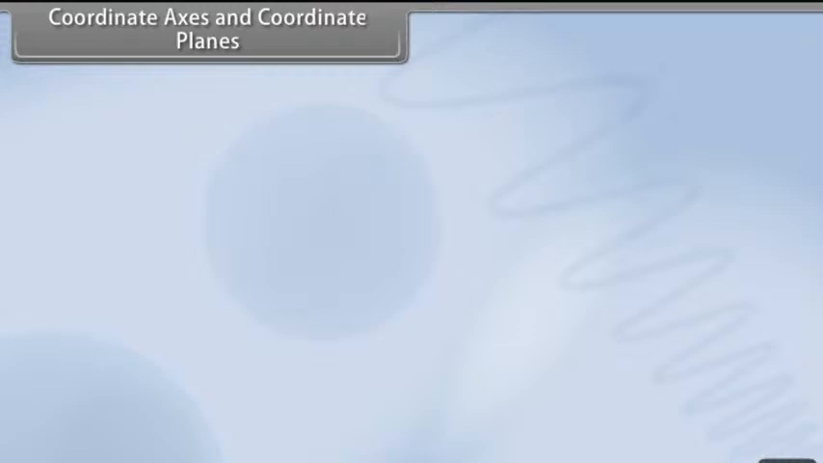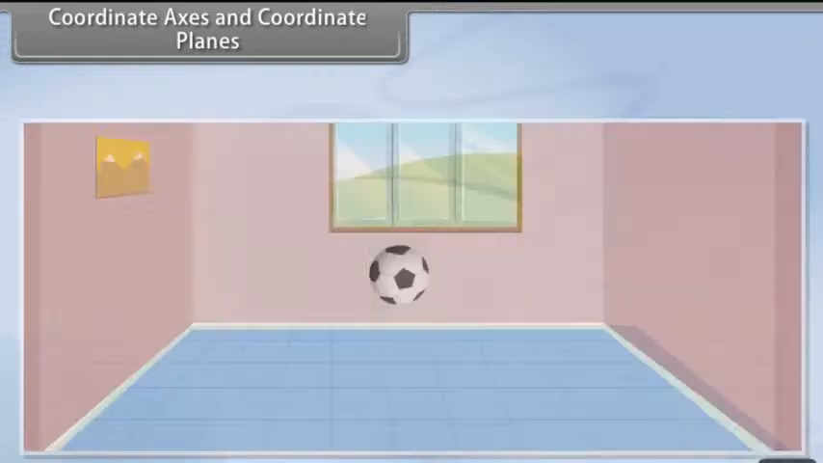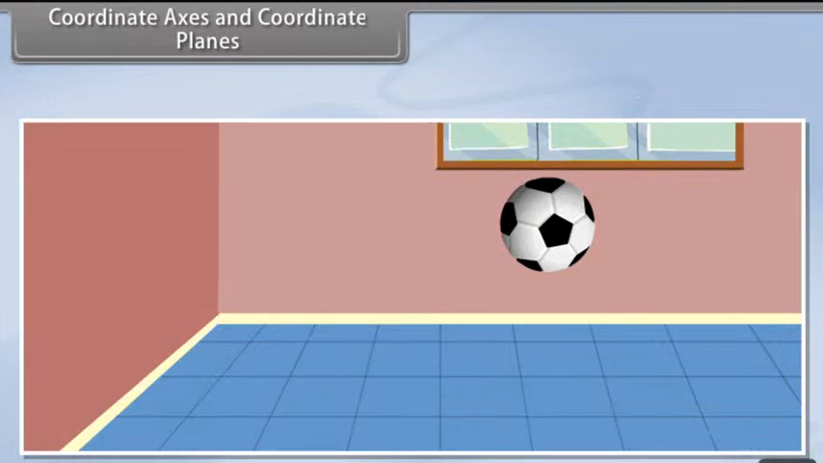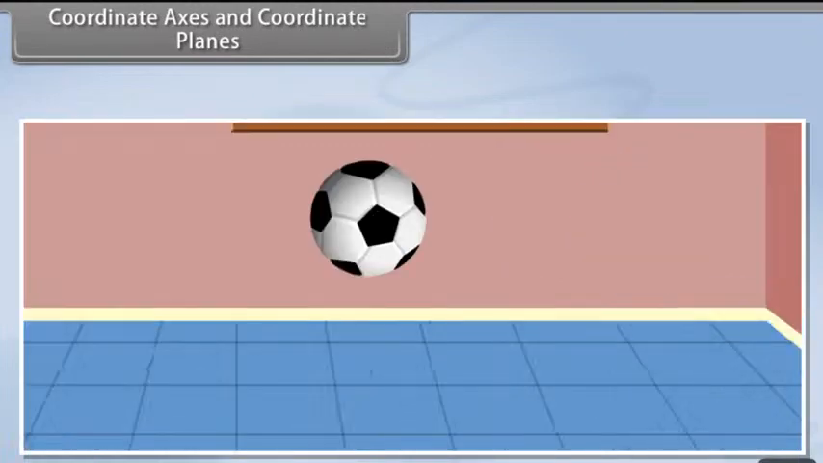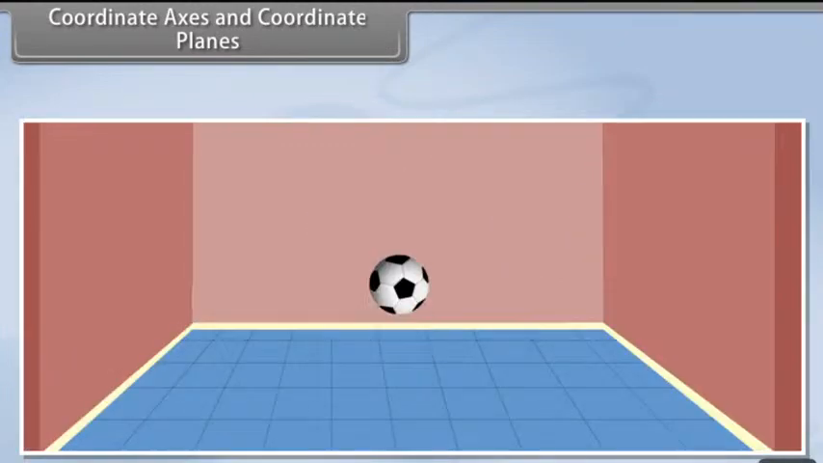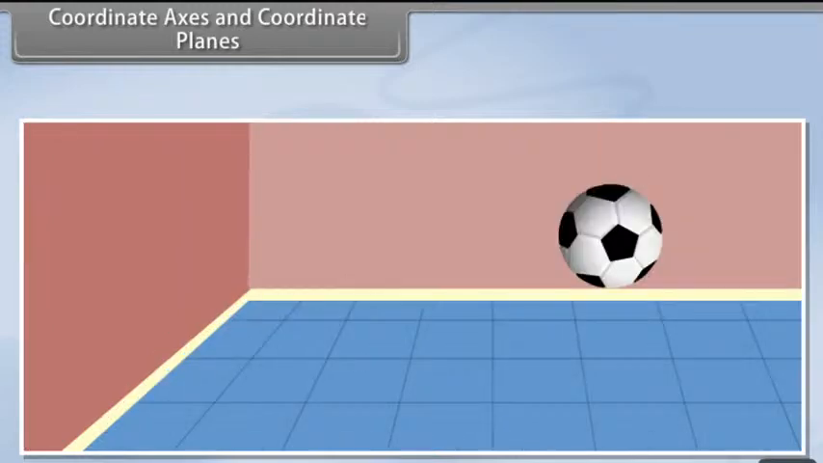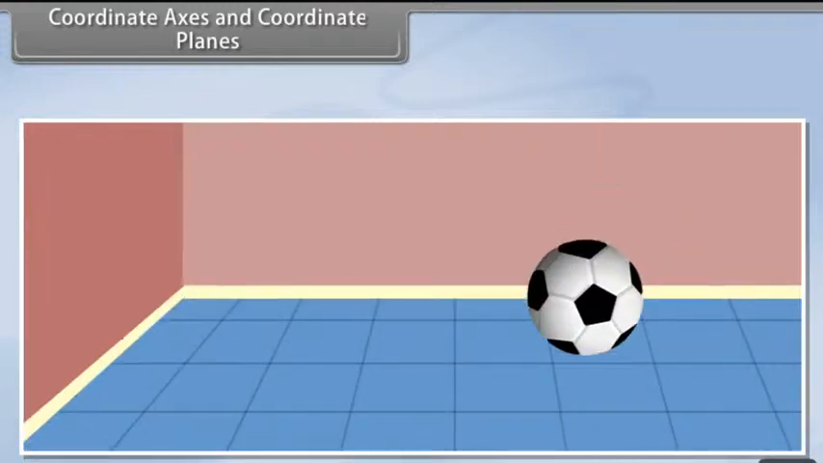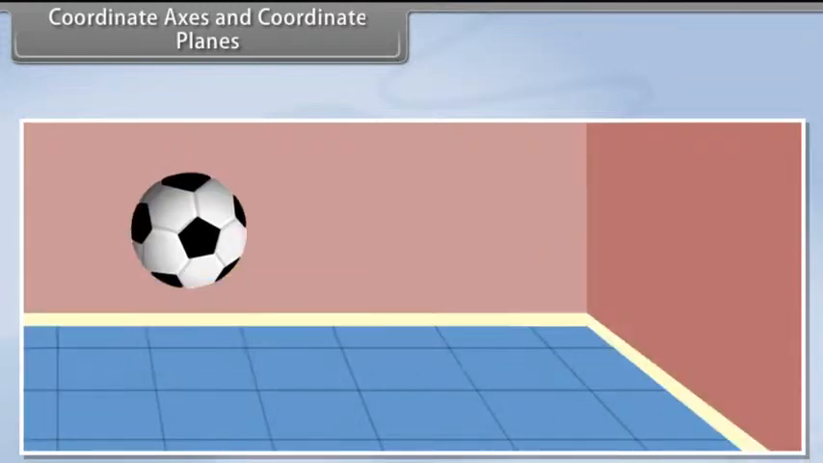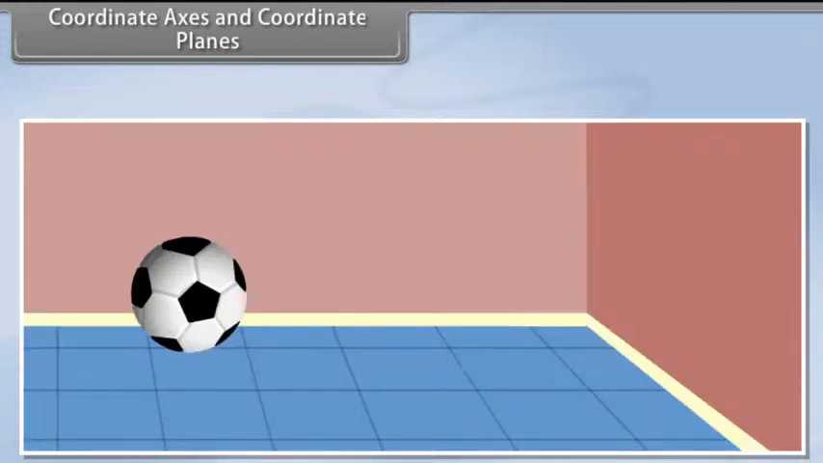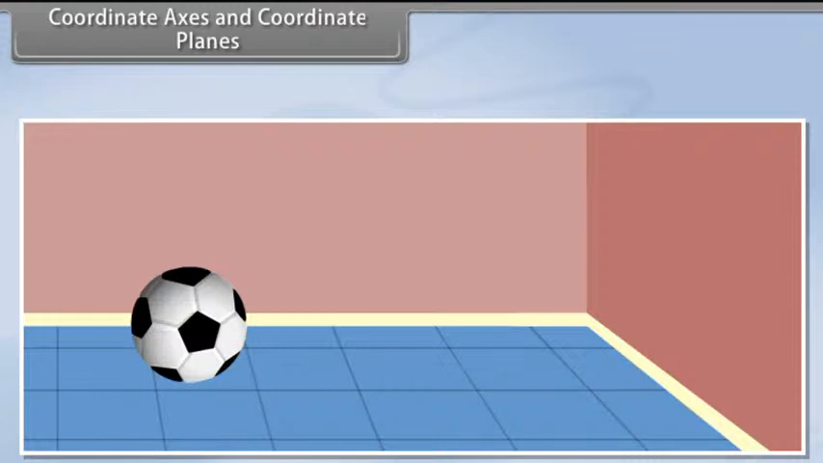Coordinate axes and coordinate planes. Let us take an example of a bouncing ball in a room where one corner of the room is considered as the origin. We can take any corner of the room as origin of reference, and relative to that the coordinates of the point change. Thus, the origin can be taken arbitrarily at any point of the room.